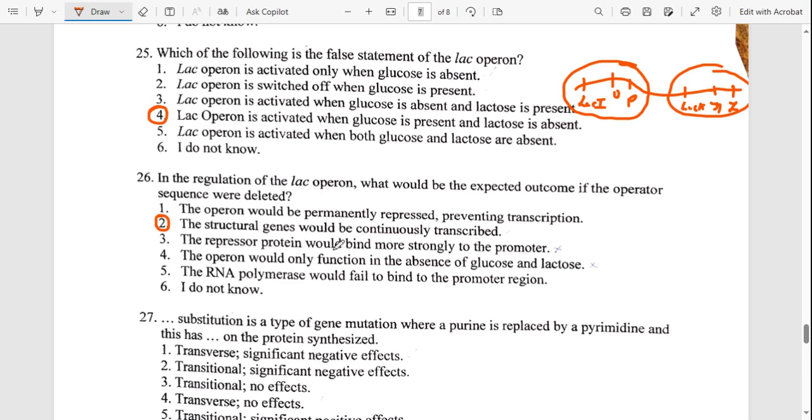The repressor protein would bind more tightly to the promoter. In that case, the repressor wouldn't be able to, because at this point, remember, the operator is not there. That's where the repressor binds. The operon would only function in the absence of glucose and lactose, and that wouldn't also be true. RNA polymerase would fail to bind to the promoter. In this case, it would always be binding because the operator is always open to allow the RNA polymerase to bind to the promoter. Okay.